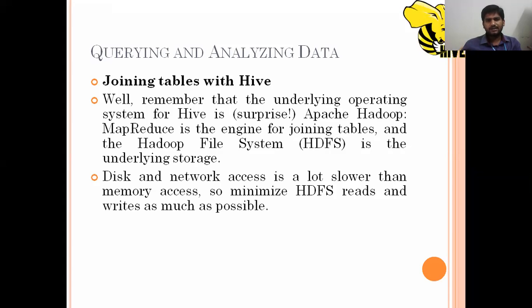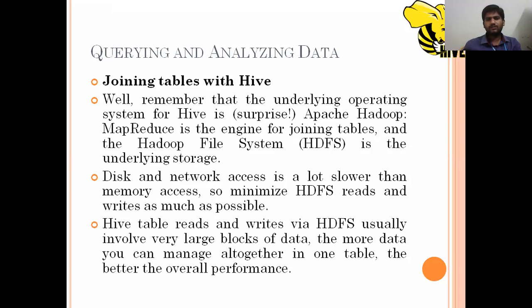Disk and network access is a lot slower than memory access. So minimize HDFS reads and writes as much as possible. Hive table reads and writes via HDFS usually involve a very large block of data. The more data you can manage all together in one table, the better the overall performance.